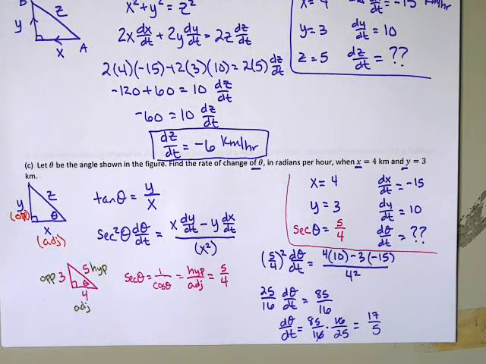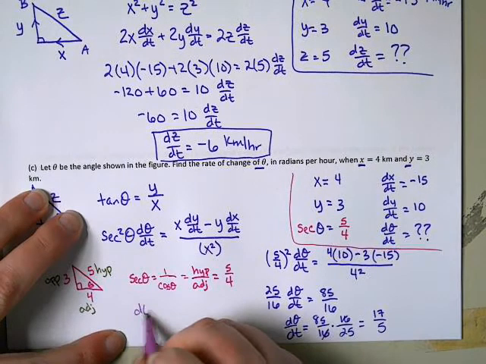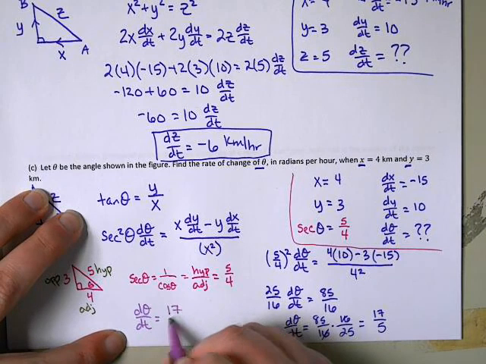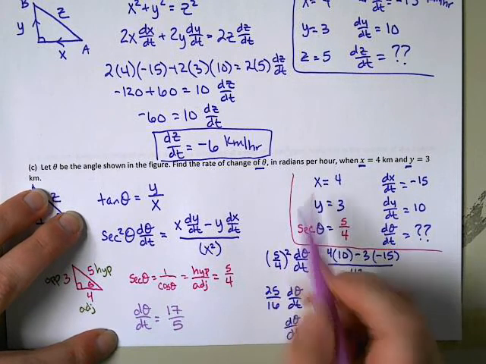I do want to write my final answer in kind of a nice box over here for you guys though. So d theta dt, which was what we were looking for, is 17 over 5, and we know that the units are radians per hour.